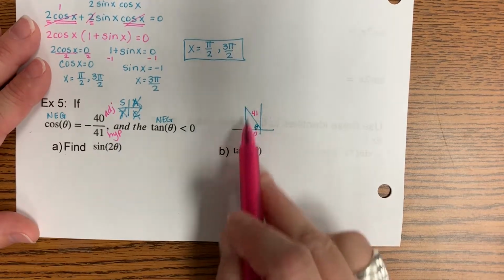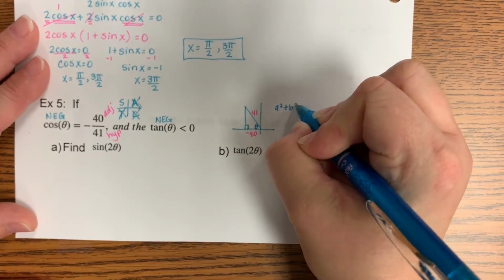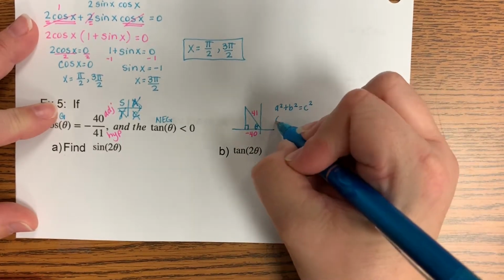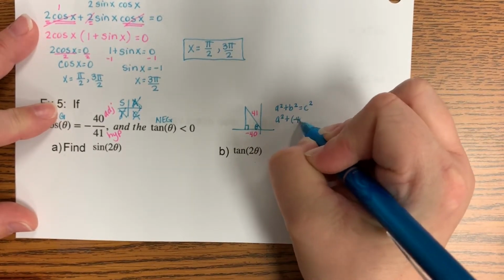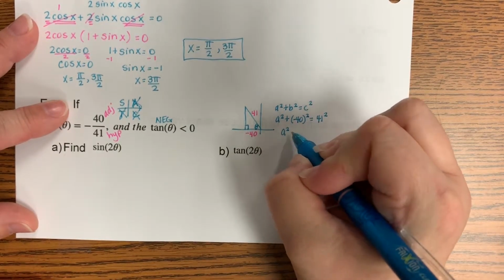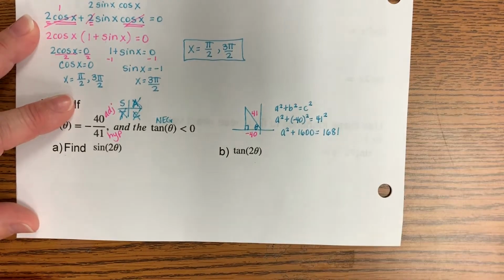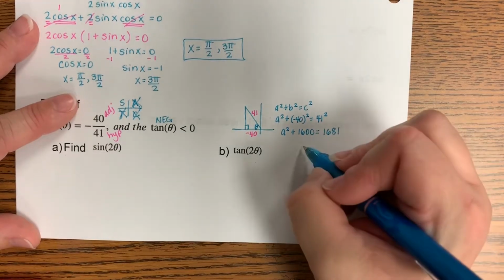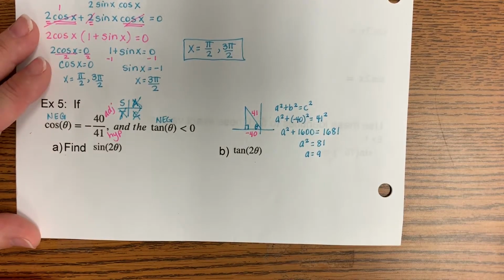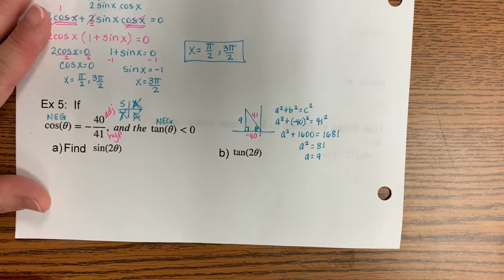We need to solve for the missing side here, so we are going to do our Pythagorean theorem. We have a squared plus b squared equals c squared. I'm going to let A be my unknown. So I have A squared plus negative 40 squared equals 41 squared. So A squared plus 1600 equals 1,681. Subtract the 1600 from both sides, we get A squared equals 81. Take the square root of both sides, so A must be 9. So our missing side over here is a positive 9.